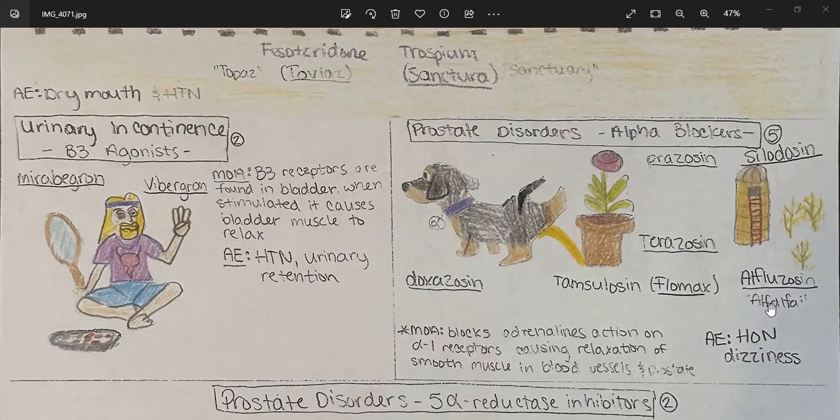alfuzosin. And so the adverse effects are hypotension and dizziness. So there should be like little dizzy stars around his head. And then I remember in one of my other examples, the owner of this dog was like, "Oh, honey, don't pee on that plant." So honey, hun, hypotension.